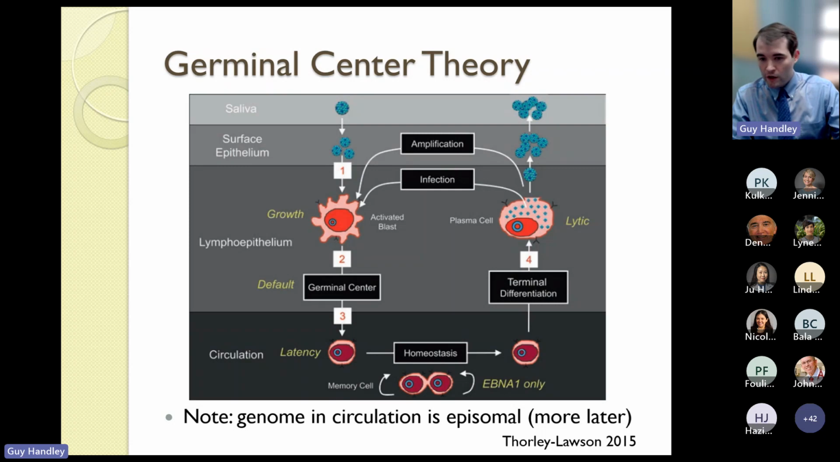If you can tell, this is all occurring in lymphoepithelium and other surface epithelium. It's not in circulation, and we know, and I'll go through this a little bit later, that when you actually detect EBV DNA in circulation, it's not lytic virus. It's not encapsulated, which is required for herpes viruses to be infectious.